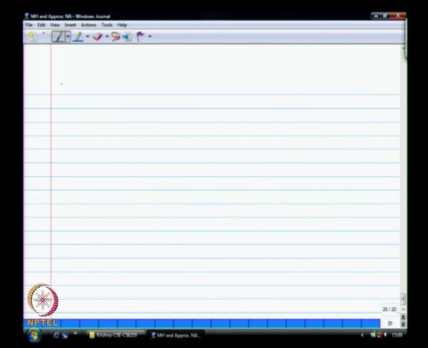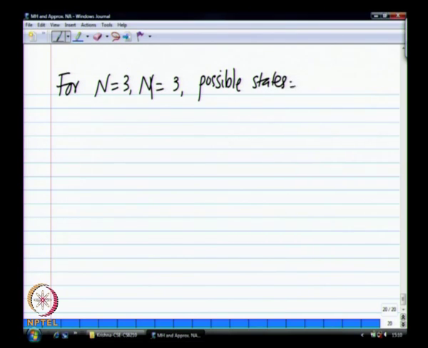So in our example, for n equals 3, m equals 3, the possible states, this is 10. So you have to enumerate 10 possible states.